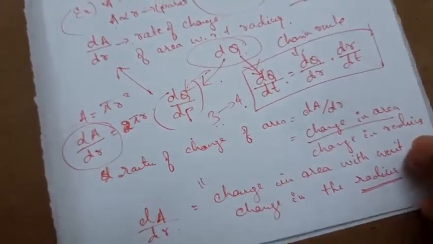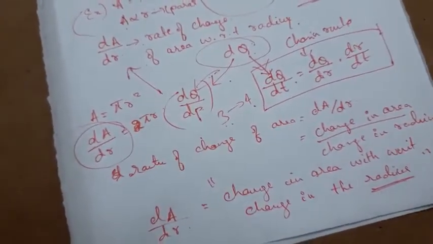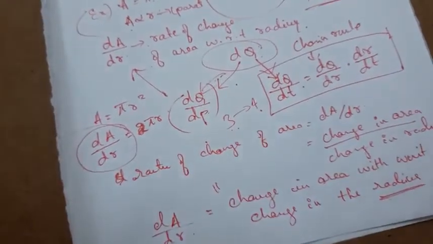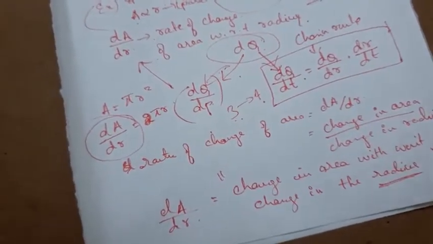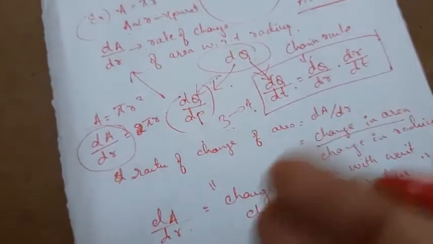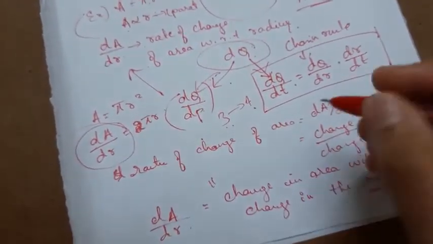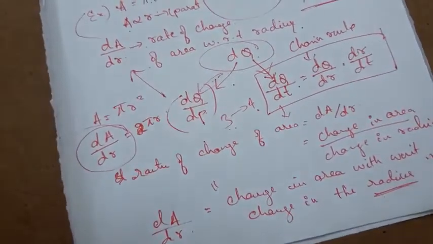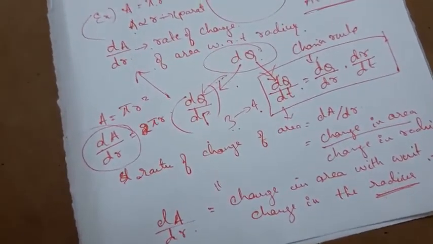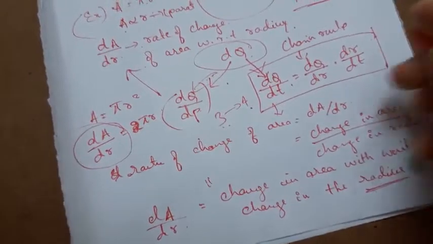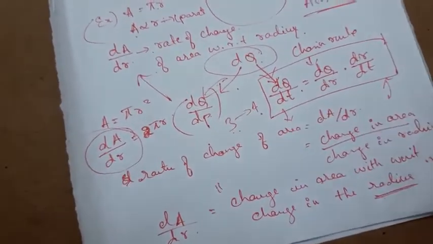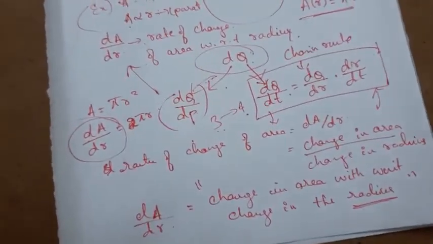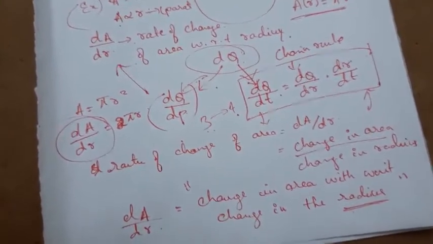The change in the area with the unit change in the radius is nothing but the rate of change of area also. So this is a different way of saying the rate of change of a quantity. Here I didn't mention quantity; I talked in particular about area so that you get a better idea than talking about it generally. So you can generalize yourself for any quantity with respect to its parameter.